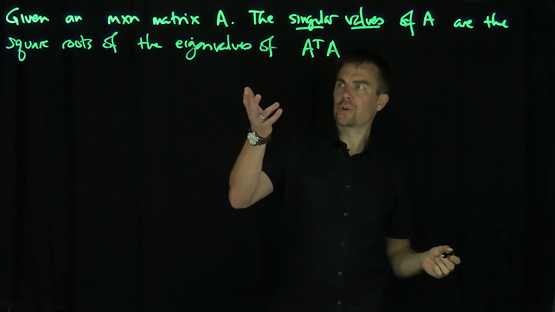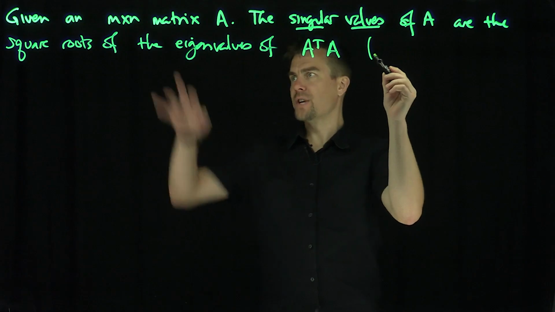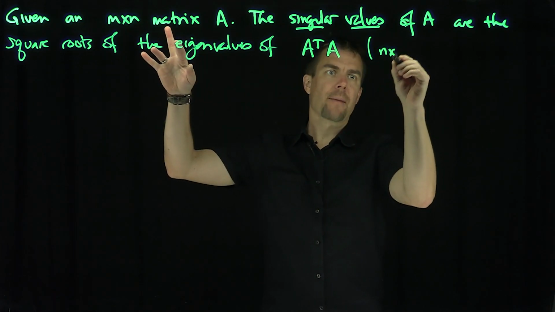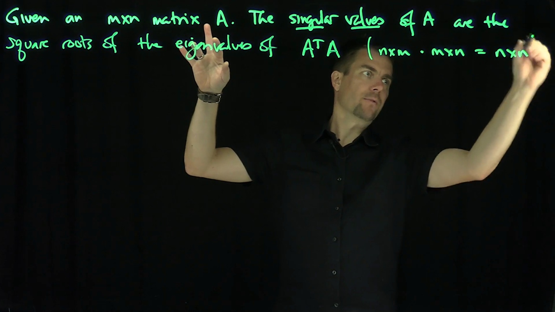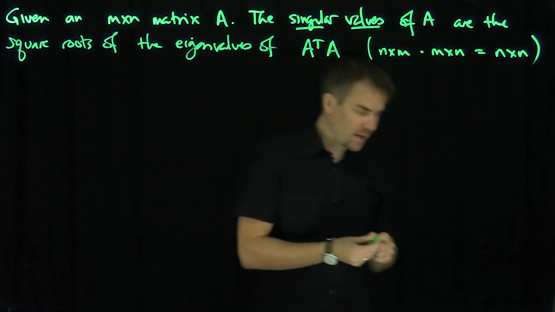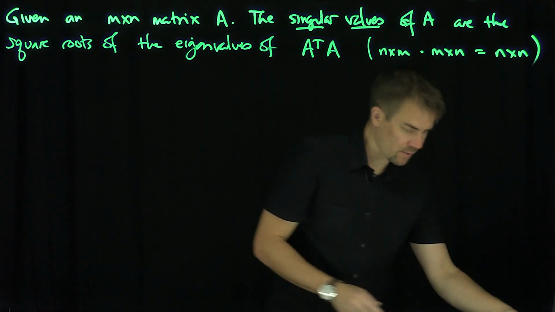And so, of course, A transpose A, what will this be? A transpose is going to be an n by m matrix times an m by n matrix. So the result is going to be an n by n matrix over here, right? And so now the idea is that we're going to write down these singular values like so.